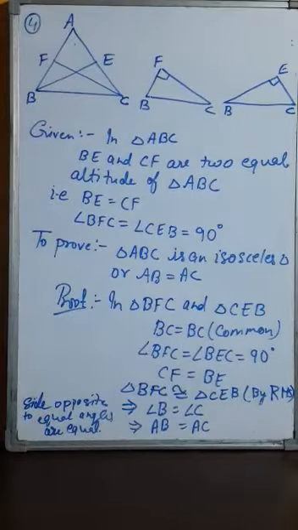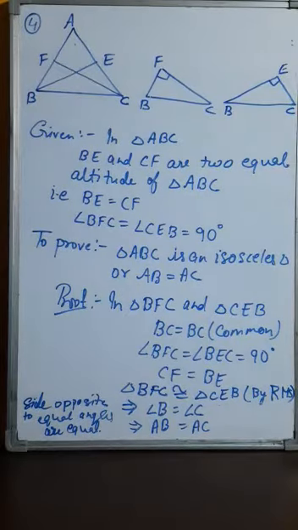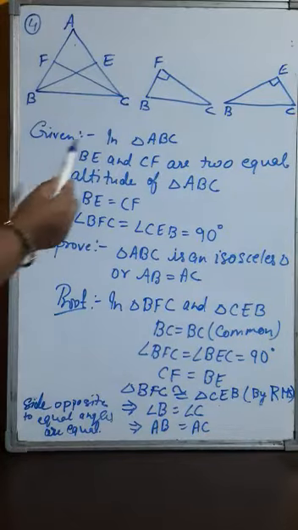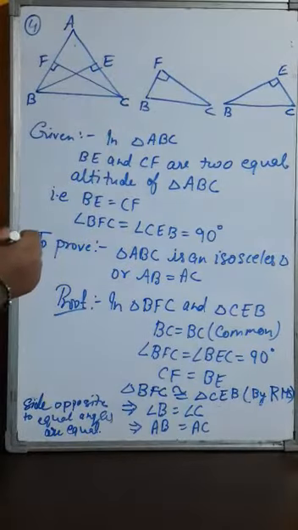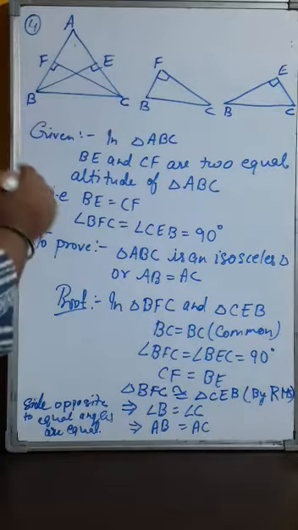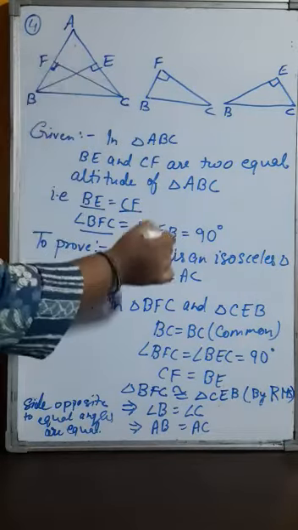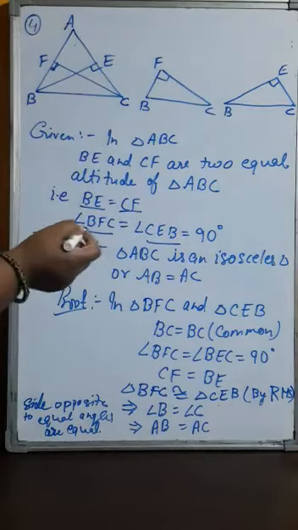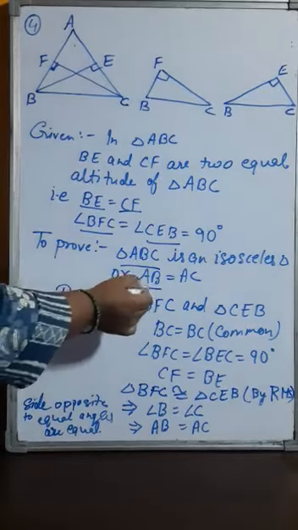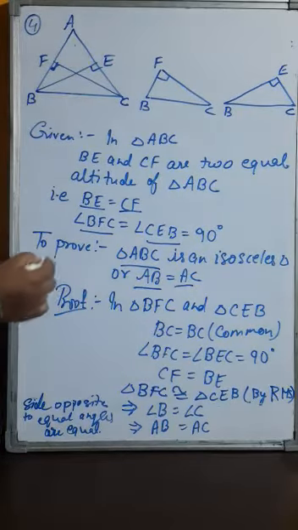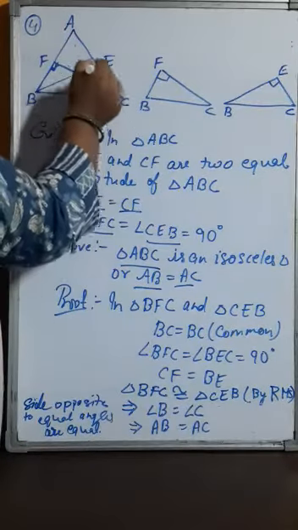Now question number 4 says in triangle ABC, BE and CF are 2 equal altitudes of triangle ABC. That is, BE is equal to CF and angle BFC is equal to angle CEB is equal to 90 degree. We have to show that triangle ABC is an isosceles triangle, or we have to prove that AB is equal to AC. So I have made both the triangles separately, triangle BFC and triangle CEB.